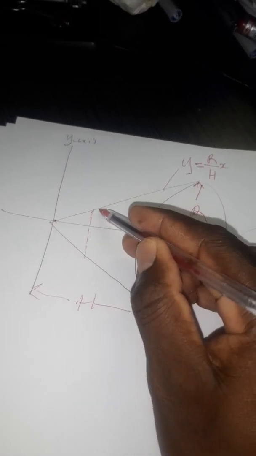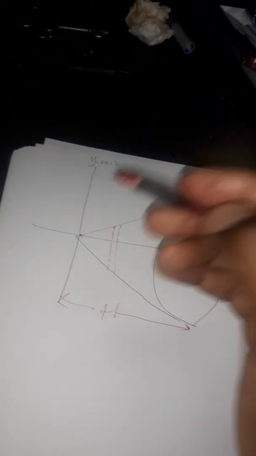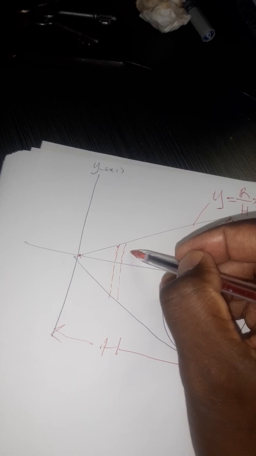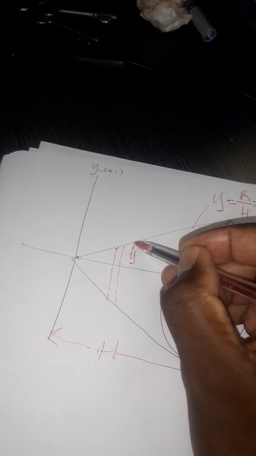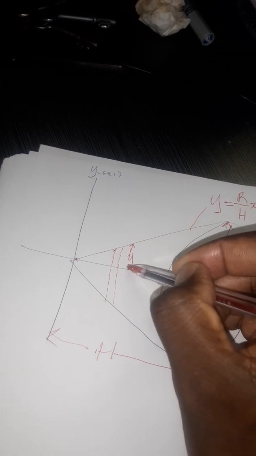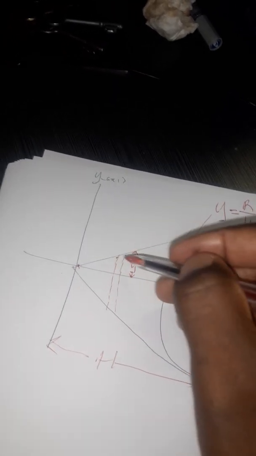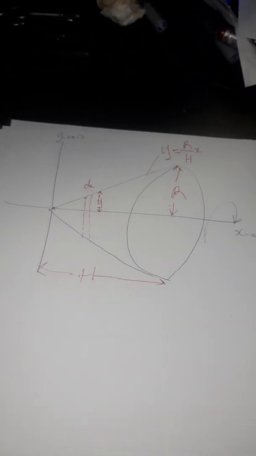And let's cut a disk here. This disk, from here to here, its radius is y. What about its height? It is nothing but the change of x, dx.